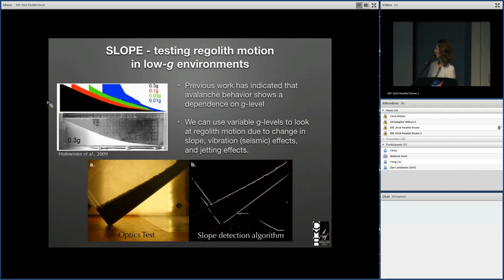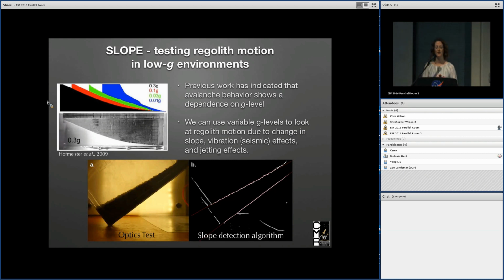So we want to use these variable gravity levels, and we can also look at things like seismic shaking and how that affects slope motion. So on an asteroid, if you also have a little bit of seismic motion, how is that going to affect your avalanching? And finally, we also want to look at a little bit of jetting effects.